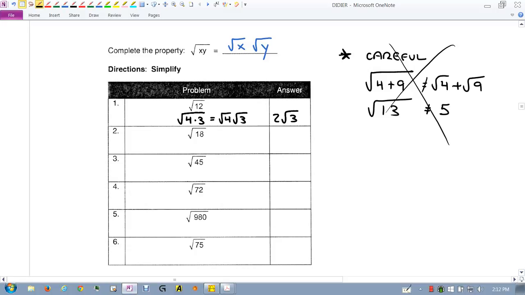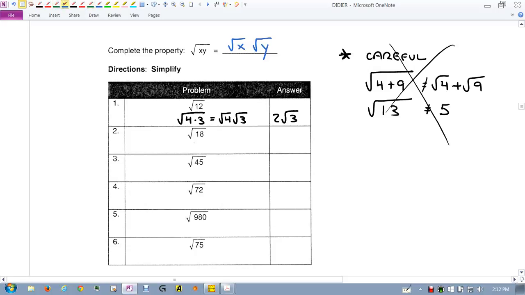All right. So what we were doing here when we were looking at the number 12 is we were saying, do any of these numbers go into 12? And we said, oh, 4 does. And that way we can break down the square root of 4 to be 2. How about 18? Do you see a perfect square that's in 18?